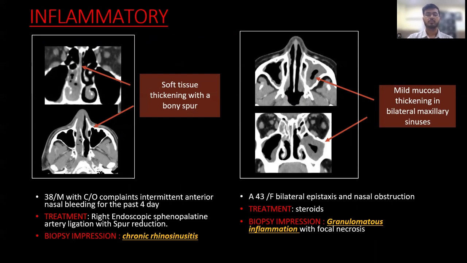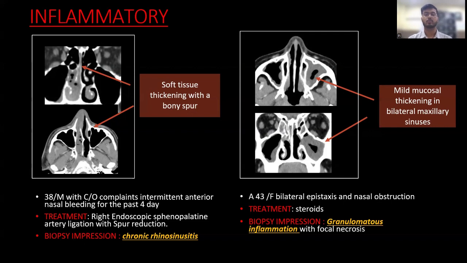In inflammatory causes, we have a 38-year-old male with complaints of intermittent anterior nasal bleeding for the past 4 days. Treatment will be right endoscopic sphenopalatine artery ligation with spur reduction. The biopsy impression is chronic rhinosinusitis. So there's soft tissue thickening along with the bony spur here, and there's mild mucosal thickening in bilateral maxillary sinuses.